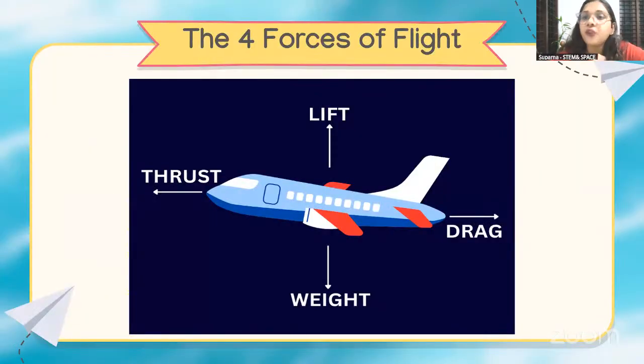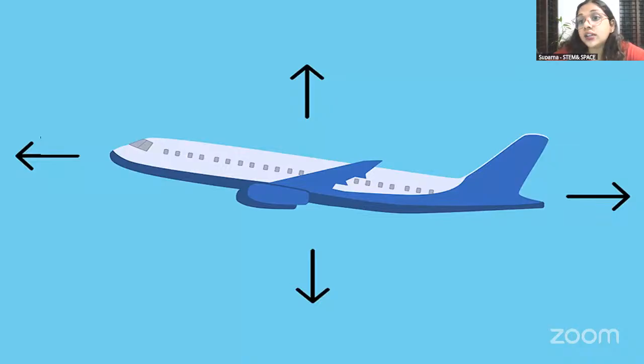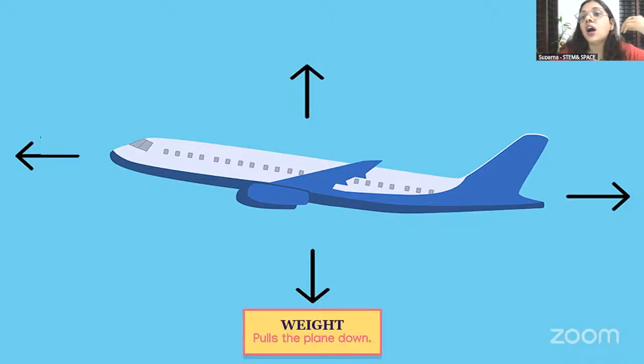There are basically four forces which affect anything which is flying: weight, lift, thrust, and drag. Let's look at these forces very quickly. When something is flying, like our airplane, it gets affected by the gravity of our Earth. Earth is pulling everything to its surface, and that creates a weight that will pull the airplane down. This is affecting our airplane all the time.